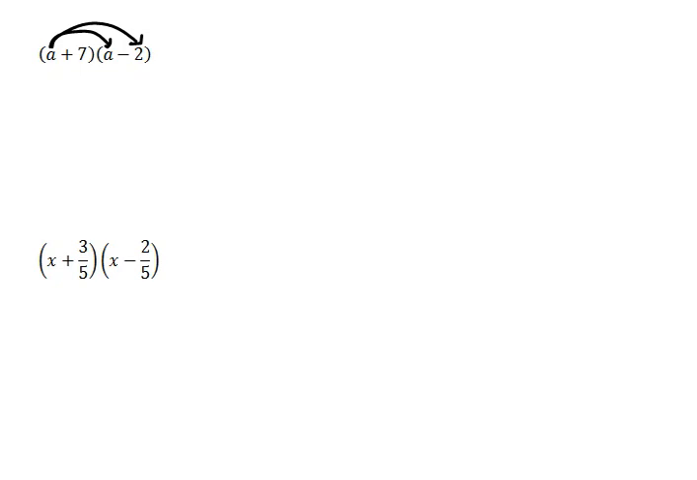So when we do that, a times a would give us a squared, and then a times the negative 2 would give us negative 2a. Now we just kind of ignored this 7 for a minute. We just kind of forgot that it was even there, but it really is there. Now we need to distribute it also.